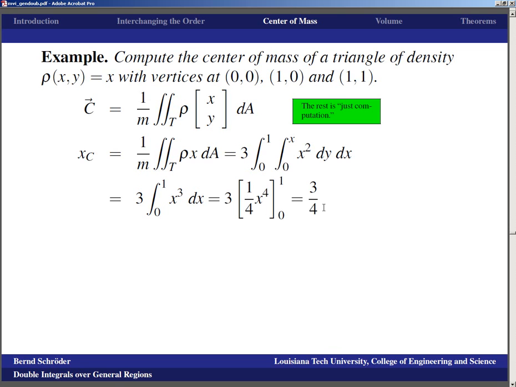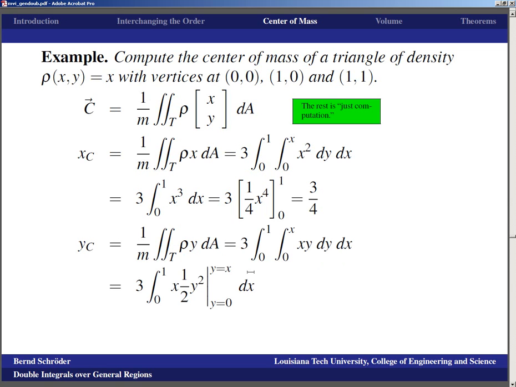as my x-coordinate. For the y-coordinate, same story, only this time I have to multiply the density with y. Again, 1/m is 3. Our integral bounds are the same because it's the same object. We integrate x times y dy dx. This time we get x times 1/2 y squared, and so that's 3 times the integral from 0 to 1 of x times 1/2 y squared from 0 to x. That gives us 1/2 x cubed as our integrand.